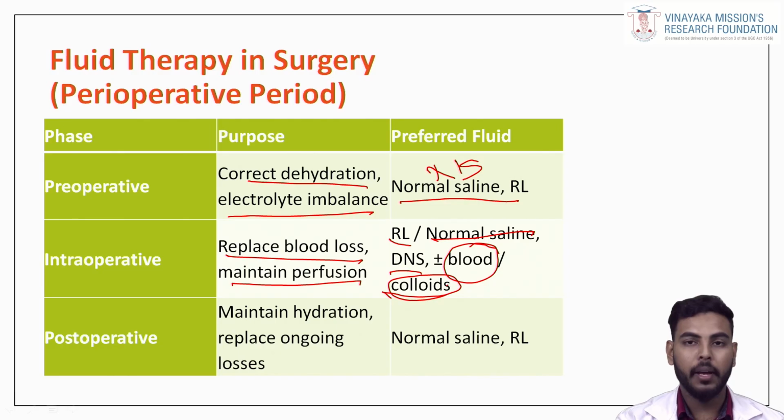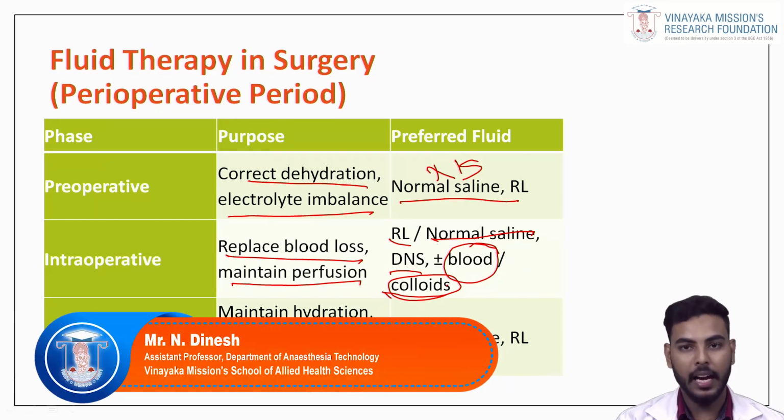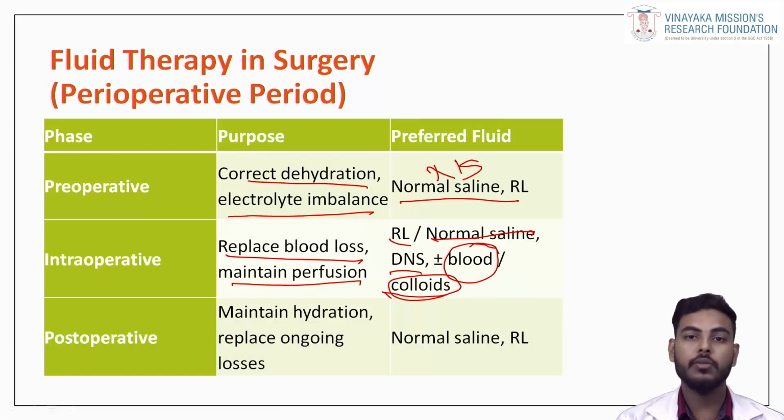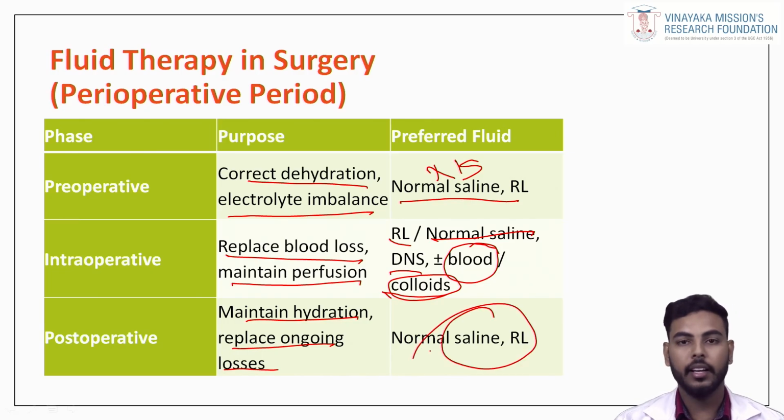In the post-operative period, we have to maintain the patient's hydration and vitals, and replace whatever losses there were, whether ongoing losses or intraoperative losses, correctly and properly. For that, we mainly use NS and RL, that is normal saline and Ringer's lactate, in the post-operative period. So remember this in the phases of the perioperative period.